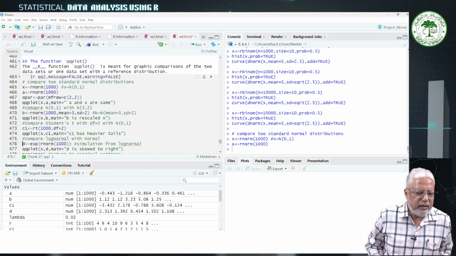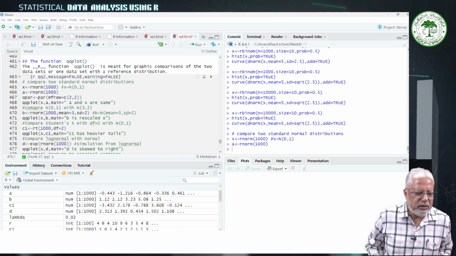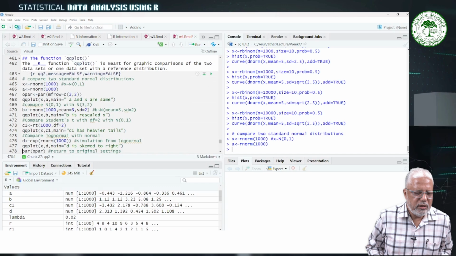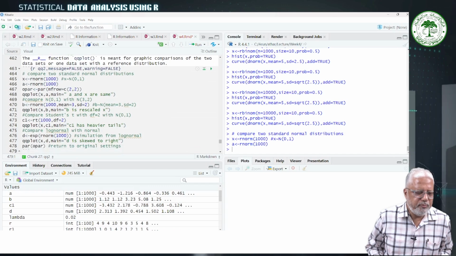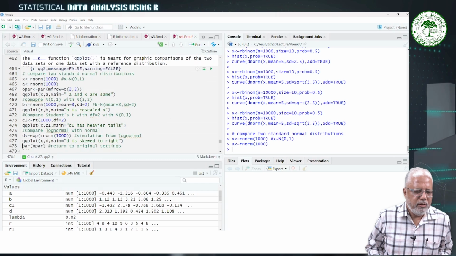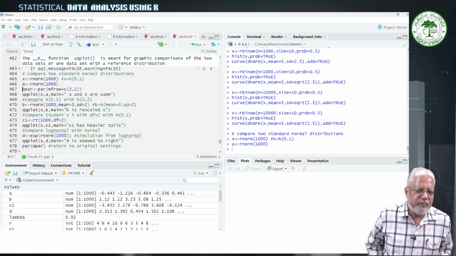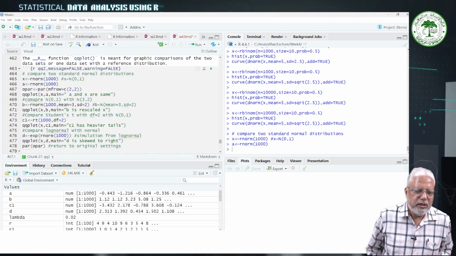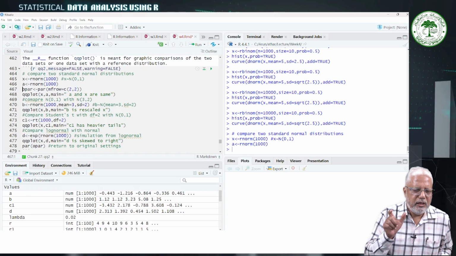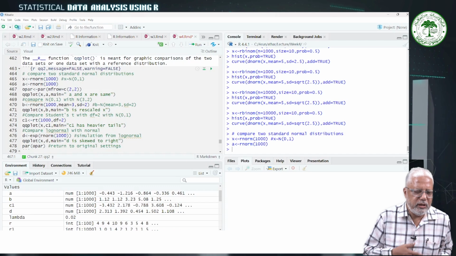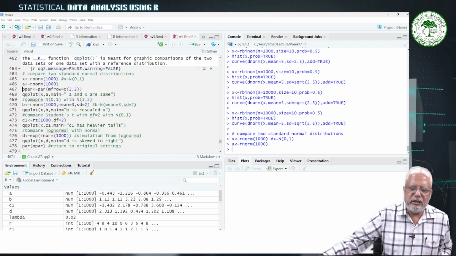And then rexp, rnorm. So that is simulation from the log normal distribution, and we are comparing this with the normal distribution. And then par(op), we are returning, because we have made here op equal to par, the graphic parameter, and that is mfrow. That means we are partitioning the screen into 2 rows and 2 columns, because we need to generate 4 figures, and those figures have been generated here.